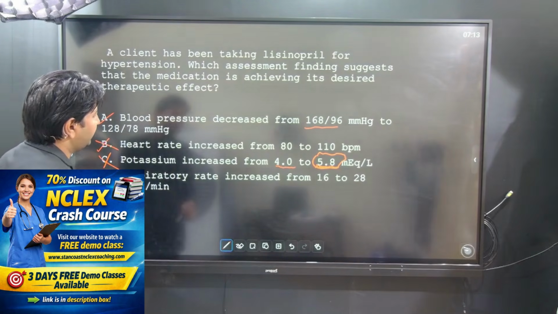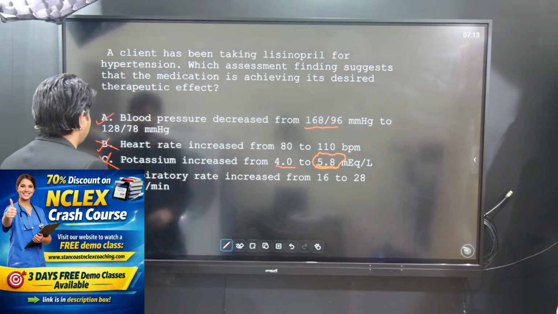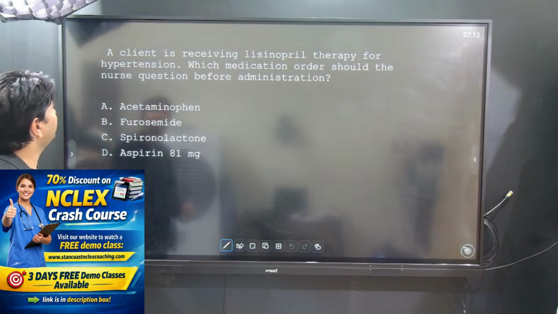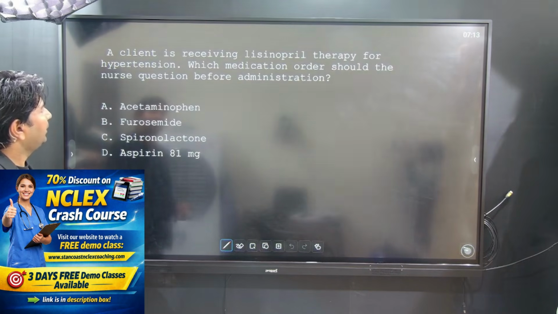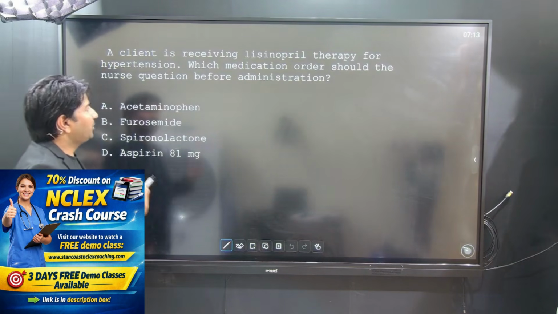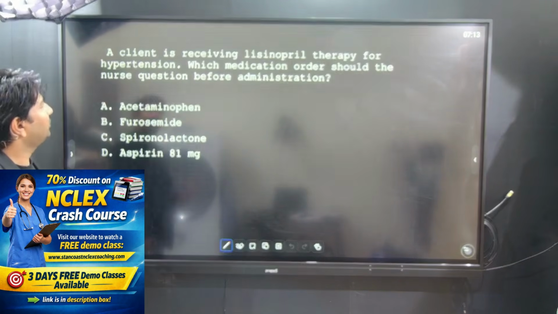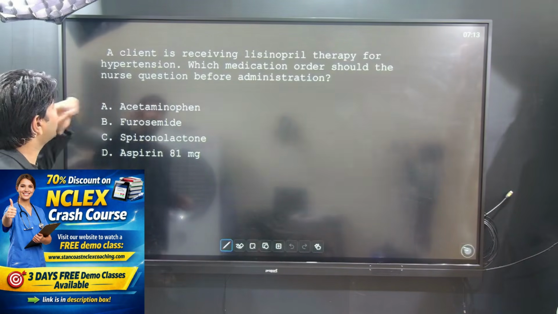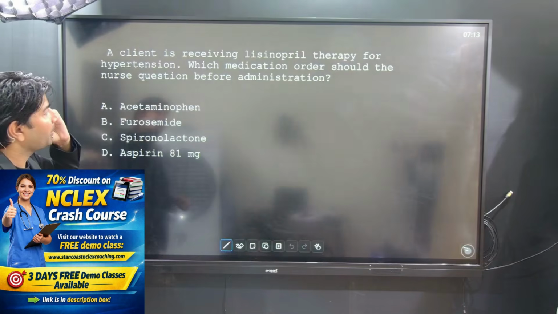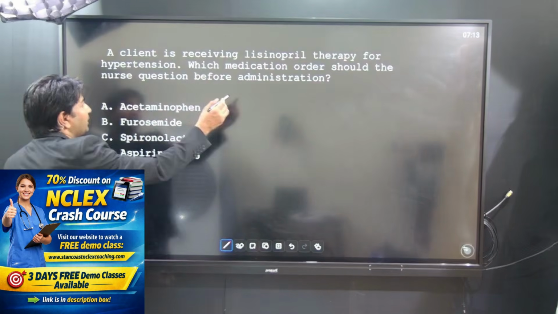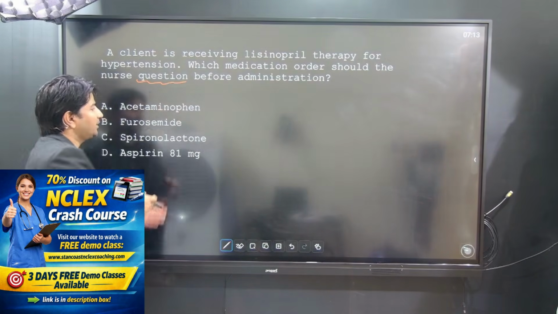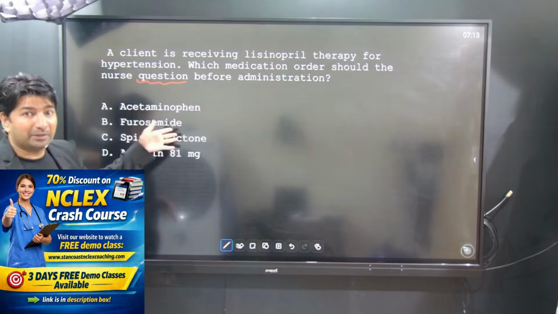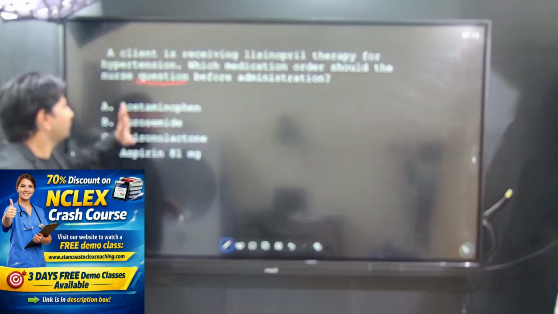The respiratory rate increased from 16 to 28 breaths per minute. This isn't related to the ACE inhibitor. A client is undergoing Lisinopril therapy for hypertension. Lisinopril, again, is an ACE inhibitor drug used to lower blood pressure. Which medication order should the nurse question before administering it? So whenever you see a question about which order a nurse should question, it means a drug was prescribed incorrectly by the doctor. So the nurse should question that specific drug.